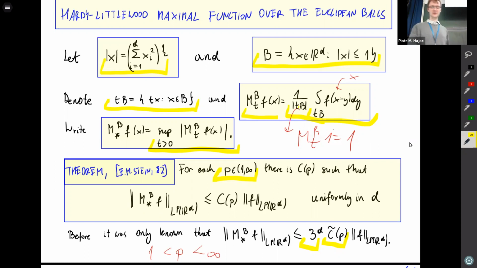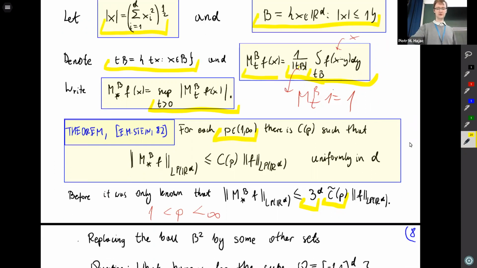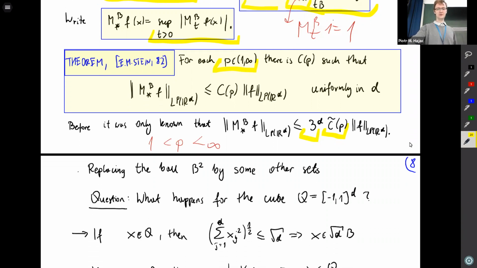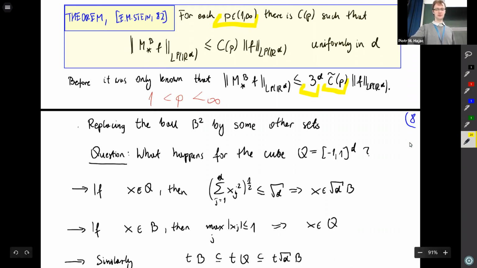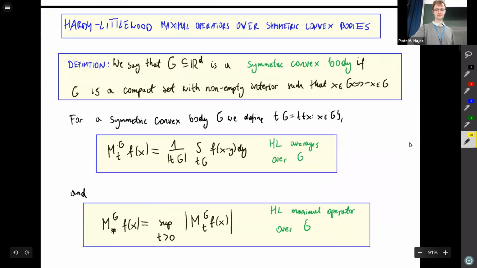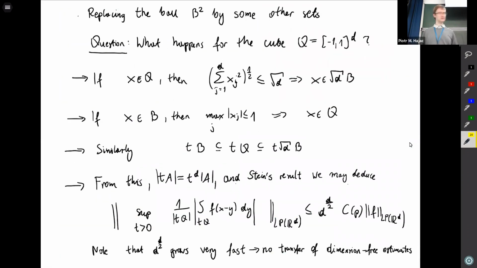Okay, so this is what happened for the maximal functions over the balls, but then let's think if we can replace the ball B_2 here by some other set. So what happens if the ball is the Euclidean ball, but you would like to replace it by the cube? So the cube in R^d is just a product of the segments [-1, 1], d times. And then this just means that x is in the cube if and only if all of the coordinates are smaller than 1 in modulus.